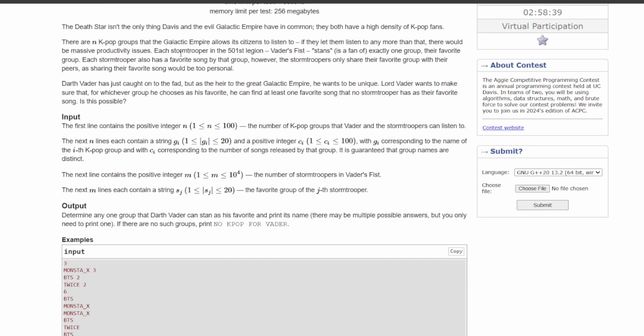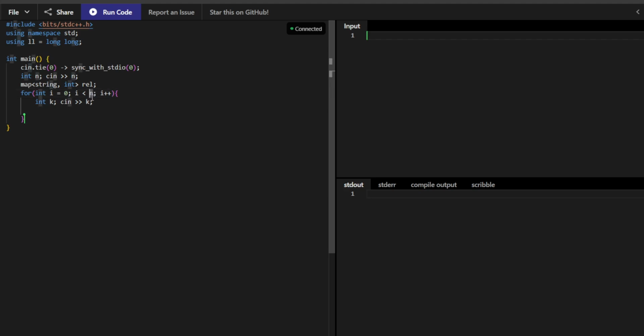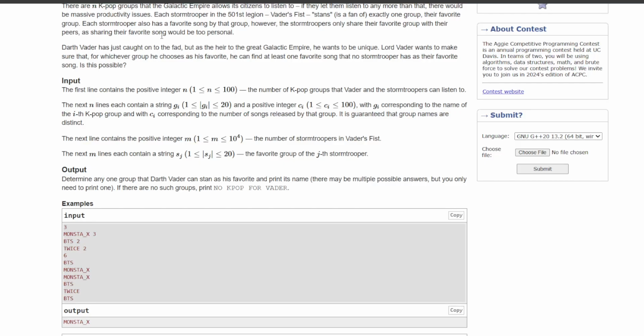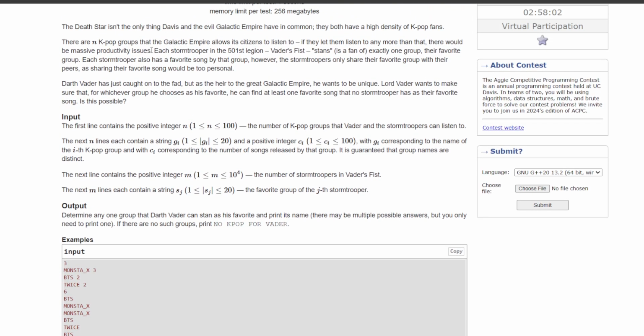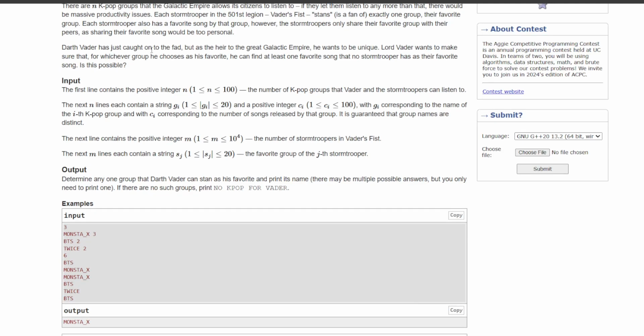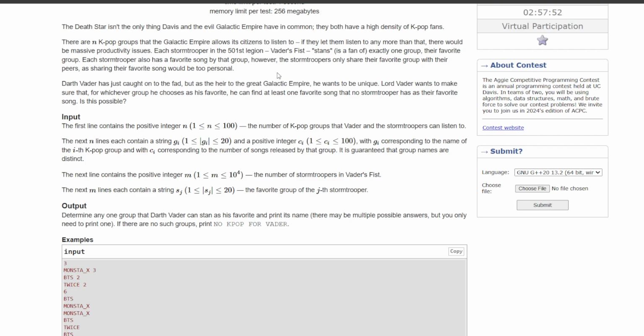Okay, A is pretty easy. Does it not give you an N at the start? Oh wait, no, never mind. It's always two. Wait, I misread the problem. Oh, okay, you can do it. Okay. A is pretty stupid.